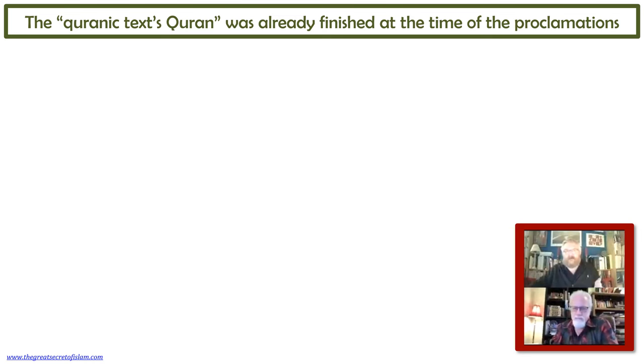Here, this is what the standard Islamic narrative explains. The standard Islamic narrative explains that the Quran was written out of the proclamations of Muhammad, but it is also what we can gather just by reading the text. When we read the text, we see that mostly it is made of proclamations of people speaking to other people.